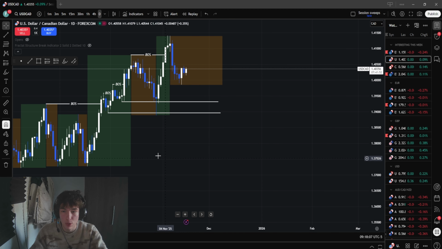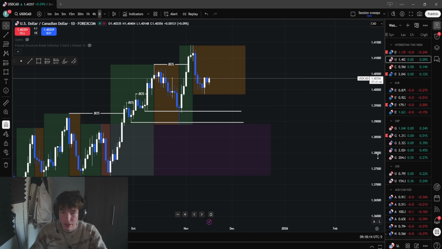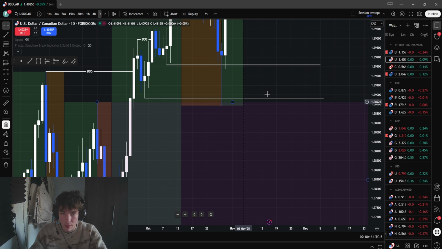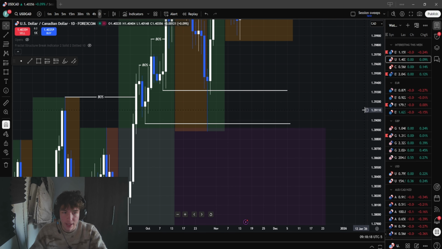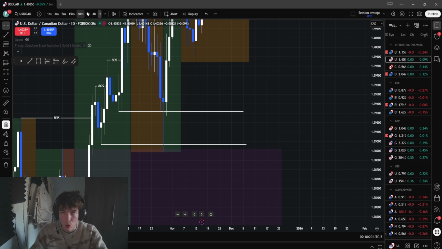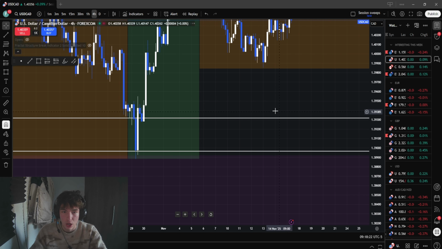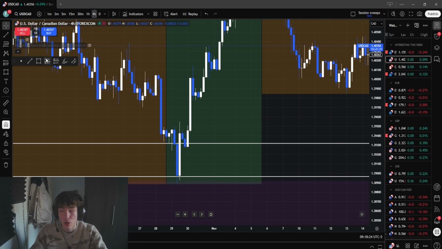Why is that? Because we were in a daily demand zone right over here. We can see that price stepped into that demand zone, had a sweep of these two lows. If you drop down to the 4 hour, we're going to see that fractal shift in market structure. How are we going to read that? We see a high, a low, a high. We get a low, we get a high, we get a lower low, and here we create that higher high.